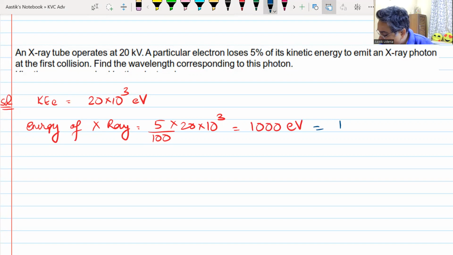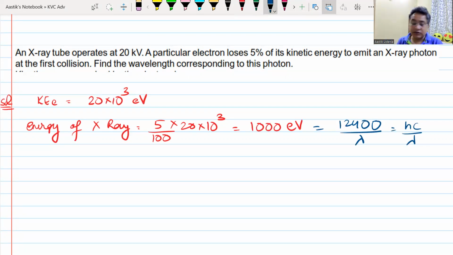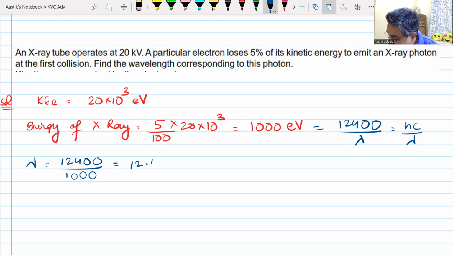That should be equal to hc by lambda, 12,400 divided by lambda. I hope you understand this. So my lambda becomes 12,400 divided by 1,000, which is 12.4 Angstrom unit. That is the answer. I'll give you a minute to note this down. Everyone has understood this? Yes, sir.